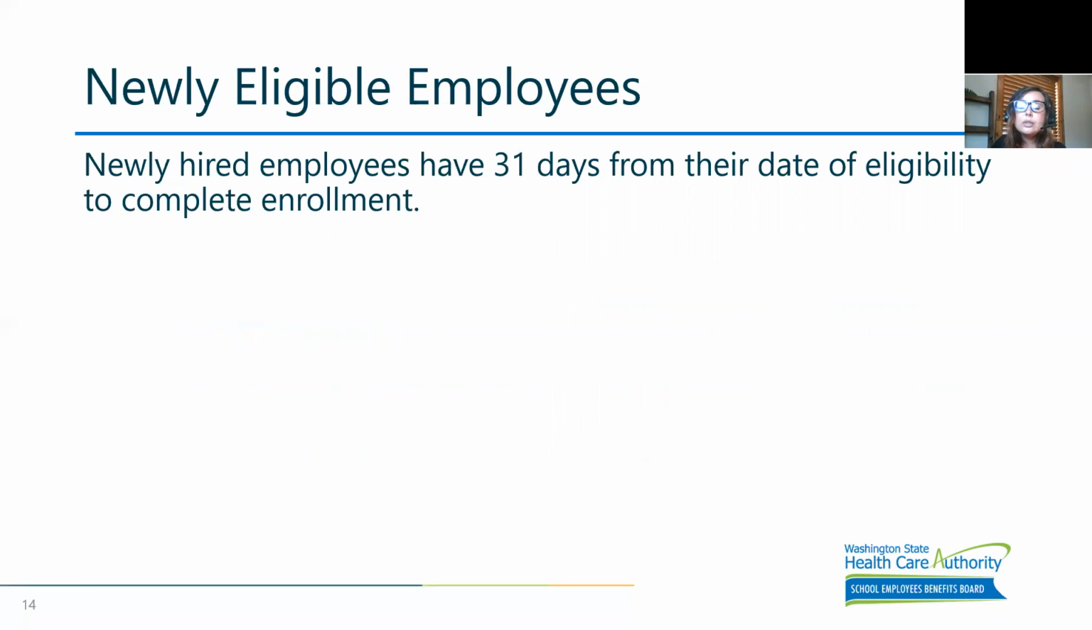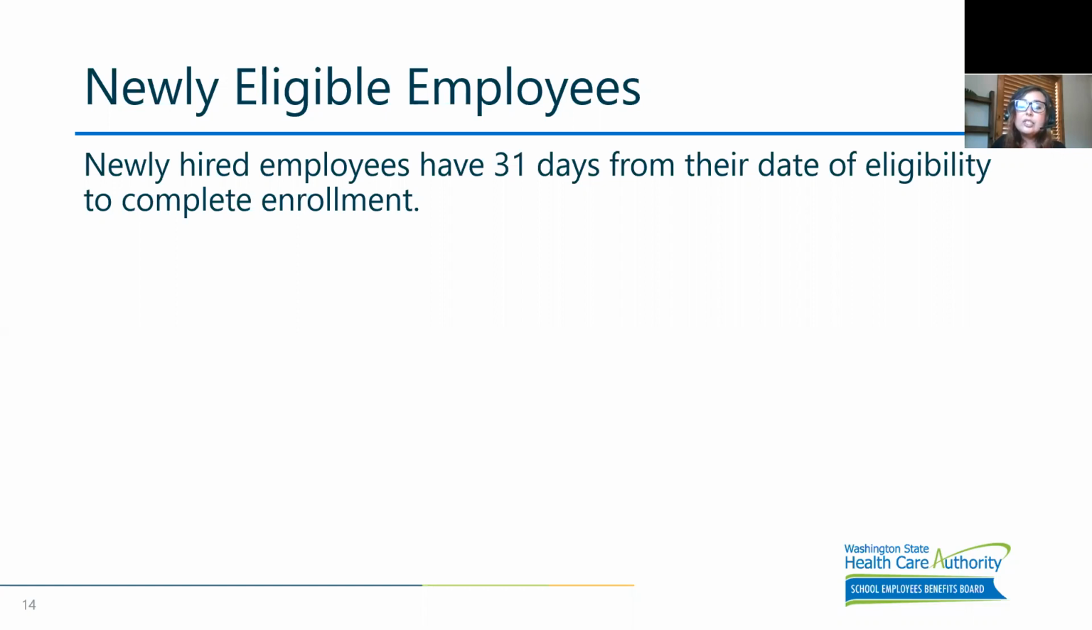All right, so newly hired eligible employees have 31 days from their date of eligibility to complete their enrollment. The good news is when you fill out and complete an A series worksheet for these newly eligible employees, the worksheet will have their 31-day deadline calculated and listed so the employee knows when they need to complete their enrollment by. When we say complete enrollment, we mean logging into SEBB My Account and completing their coverage elections in the newly eligible tab.